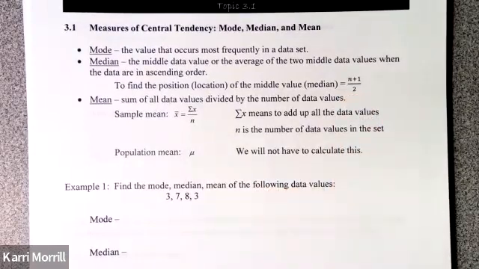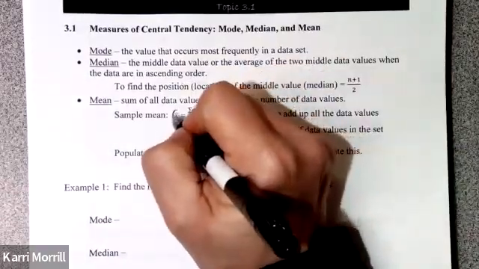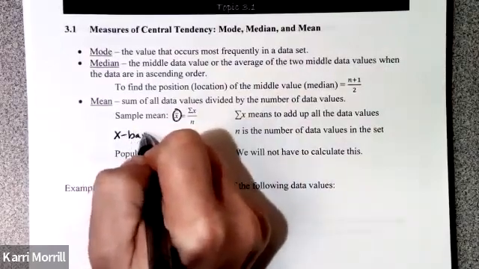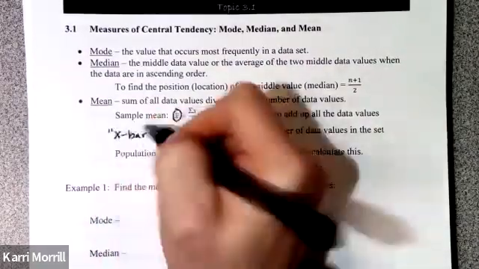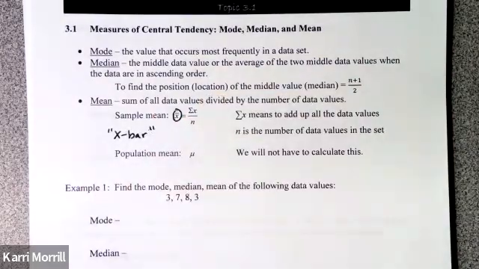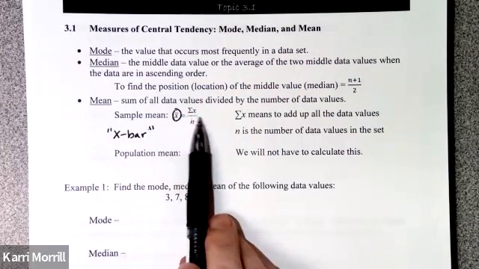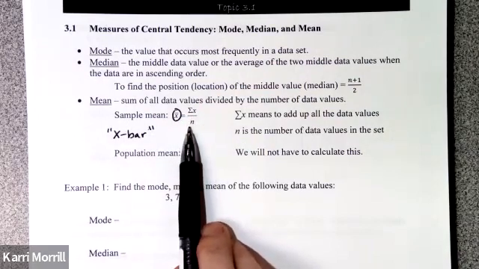The mean is the sum of all data values divided by the number of data values. If you think average, that's what your mean is. There are two different kinds of mean, so be aware of a little bit of a difference here. This is read as X bar, and that's going to be the mean of the sample that you took. This little symbol right here is summation. So the sum of your X's divided by however many values were in your data set.